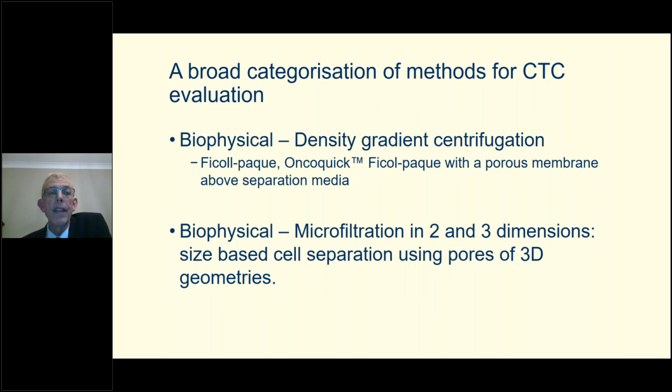Looking at some of the biophysical methods, we've touched on density gradient centrifugation earlier. As I say, many of us that have worked in this type of area may have done buffy coat isolations using Ficoll-Hypaque type methods. These are some of the density centrifugation methods that we can use with or without a porous membrane above the separation media that gives us a further level of separation of, for example, red blood cells, white blood cells, and potentially our precious circulating tumor cells.